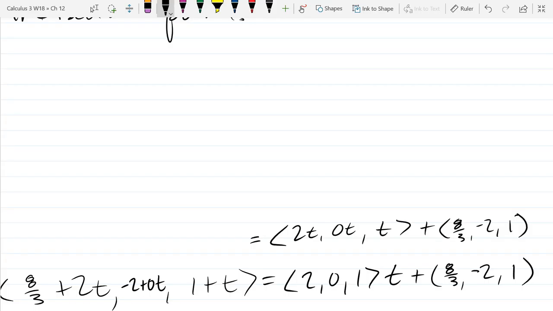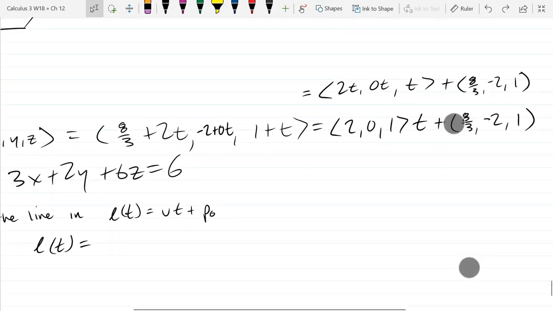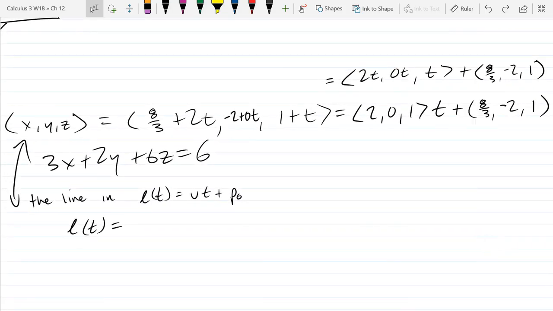So there's a constant term and a linear term in a line for each coordinate. All the constant terms together are the original point on your line. All the linear coefficients together are the direction. Or you could say the linear term is the t times the direction right there. So I'll write the line in this form right here: (2, 0, 1)t + (8/3, -2, 1).